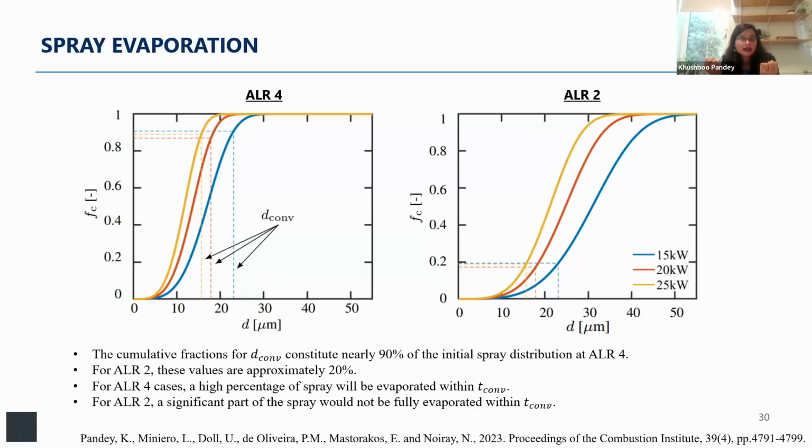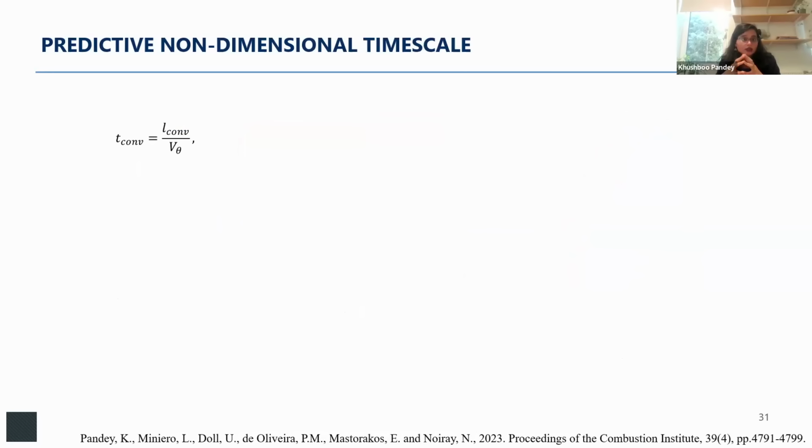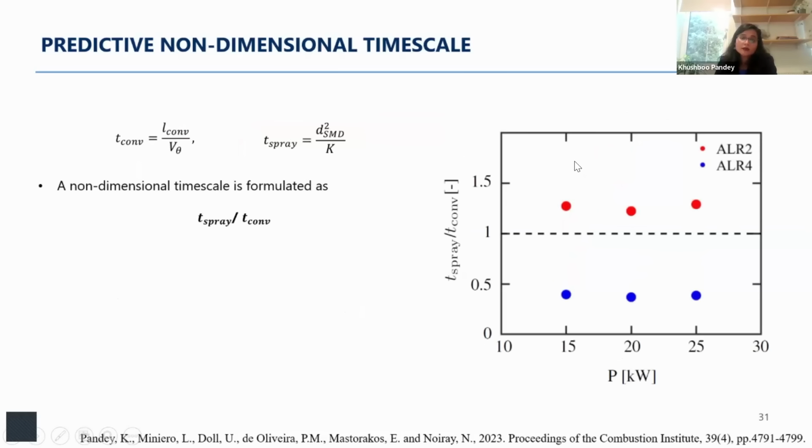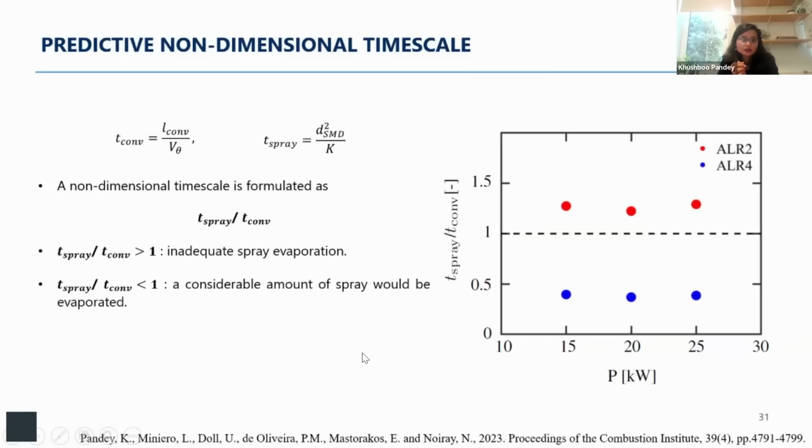Hence, it shows that this instability is coming into the picture because there is not enough evaporation and mixing of the evaporated liquid fuel. With that thought process in mind, we also developed a predictive non-dimensional time scale that is a function of the convection and spray evaporation. The non-dimensional time scale was formulated as the ratio of the evaporation time scale of the spray and the convection time scale of the burner between the two atomizers. We see that this ratio remains higher than 1 for ALR2 and lower for ALR4, suggesting that for ALR2 there is inadequate spray evaporation compared to convection in the field, whereas for ALR4 a considerable amount of spray is being evaporated between the two atomizers.